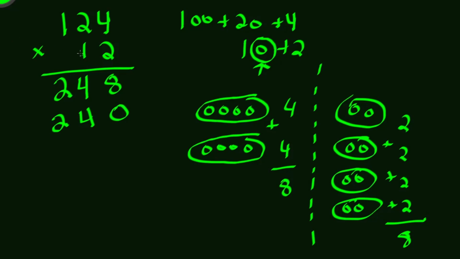All right, next off. 1 times 1 equals 1. Or 10 times 100. Because, see, this is the hundreds. 10 times 100 is 1,000.